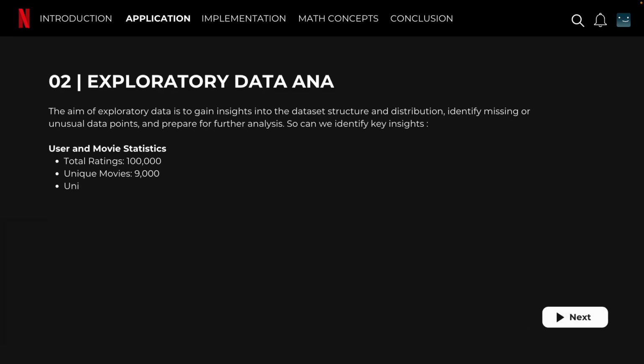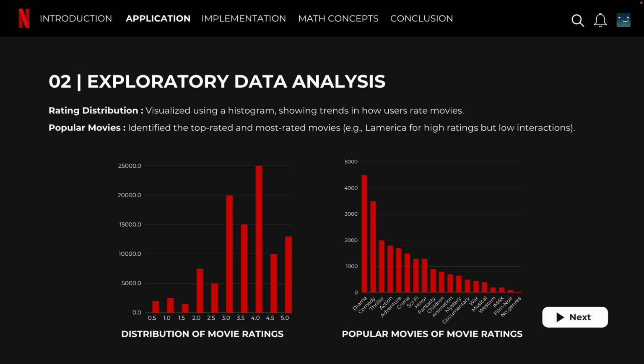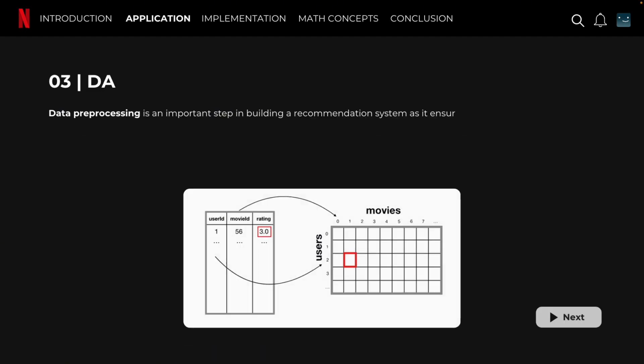Next, in exploratory data analysis, we explore the data structure and distribution of our data, and we can gain insights like, on average, each user rated 167 movies, and each movie received about 11 ratings. We also visualize the rating distribution to spot trends, and we identify popular movies like L'America, which stands out for its high ratings despite limited user interactions.